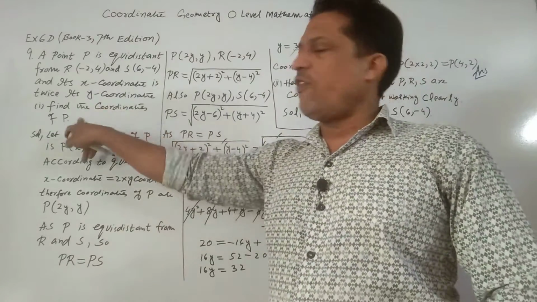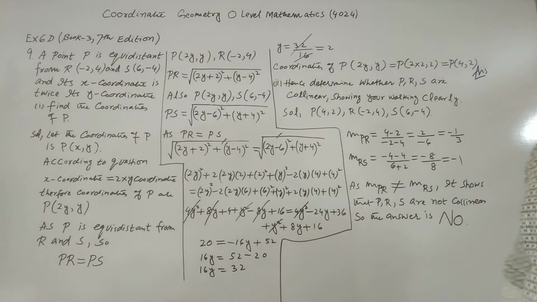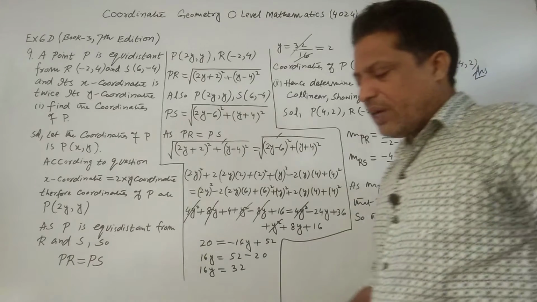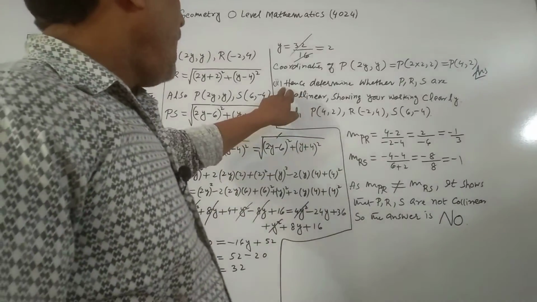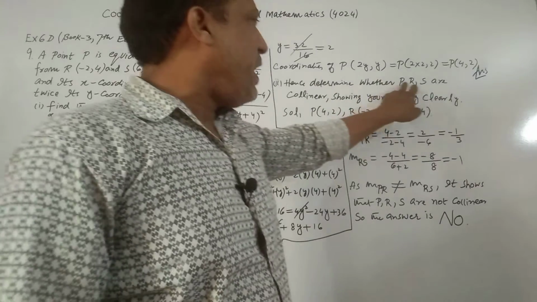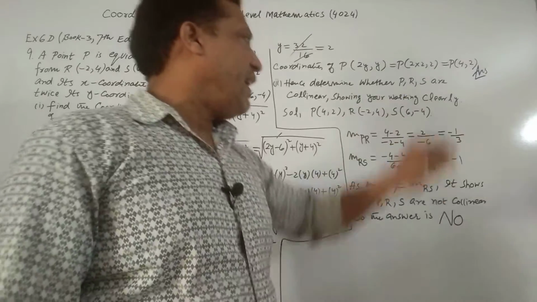Find the coordinates of P. Coordinates of P are (4, 2). I hope you understand. Now let's have a look at the second part of question number 9. What is the second part? Hence determine whether P, R, S are collinear, showing your working clearly.